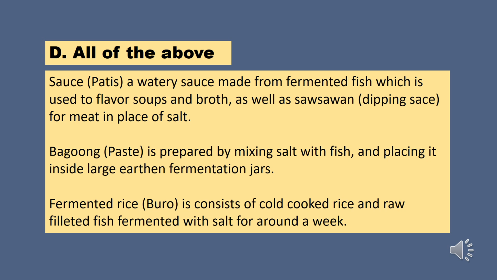All of the above. Sauce, patis, a watery sauce made from fermented fish which is used to flavor soups and broth, as well as sawsawan, dipping sauce for meat in place of salt. Bagoong, paste, is prepared by mixing salt with fish and placing it inside large earthen fermentation jars. Fermented rice, burong isda, consists of cold cooked rice and raw filleted fish fermented with salt for around a week.